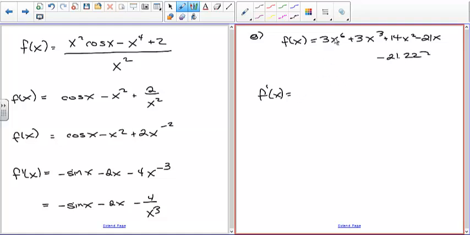Okay, now we can use the power rule. Most everybody got this right. 6 times 3 is 18, so you get 18x to the 5th. 3 times 3 is 9, so you get 9x squared. 2 times 14 is 28, 28x. The derivative of x is 1. Derivative of that is 0. And then all you had to do is evaluate it at 2, and if you do that correctly, you get 647.